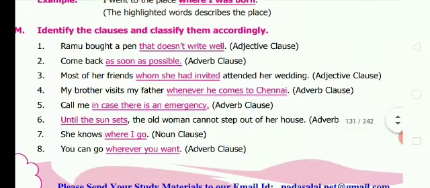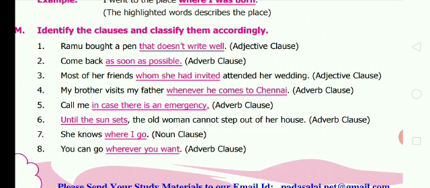So next, moving on to M. Identify the clauses and classify them accordingly. First one, Ramu bought a pen that doesn't write well. So that doesn't write well refers to adjective clause. Second one, come back as soon as possible. It is timing. So adverb clause. Third one, most of her friends whom she had invited attended her wedding. So whom she had invited, it is mentioning about the friends. So it is adjective clause. Fourth one, my brother visits my father whenever he comes to Chennai. It is referring to timing, no? So it is adverb clause.